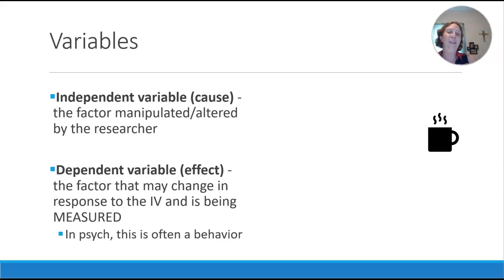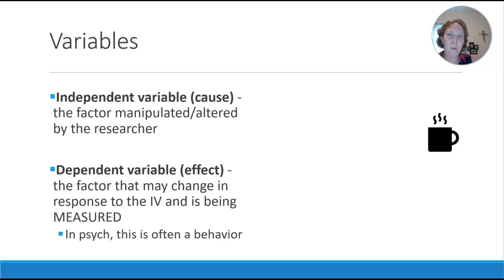The independent variable is the thing that we, as researchers, can manipulate, change, give to one group and not the other group. The dependent variable is the factor that might change in response to that and is being measured. Underline, highlight, star that word measured. This is the best way that you'll be able to tell the difference between the variables.